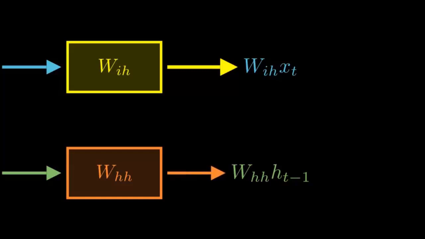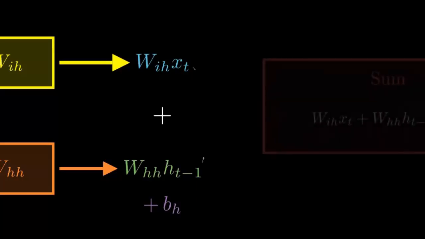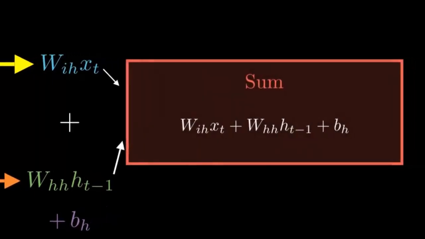Next, we simply add these two contributions together. Finally, we include the bias term BH, which allows the system to shift the activation function. All three terms, the input, the old memory, and the bias, are combined into a single comprehensive sum.